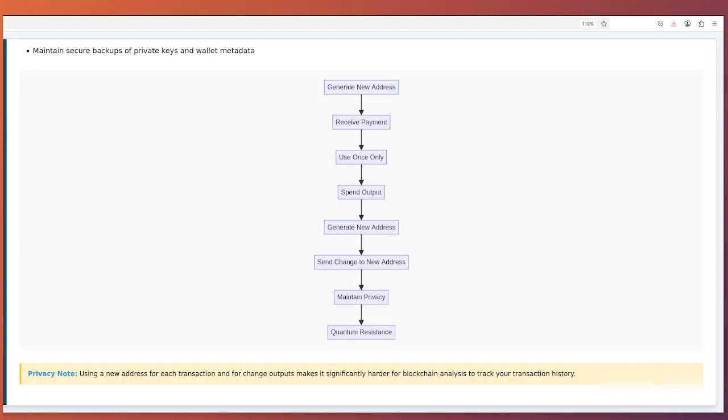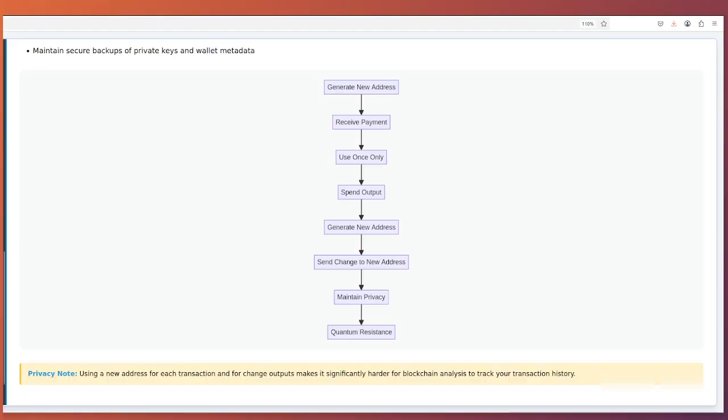For privacy, consider coin control and coin selection strategies. Basic coin control lets you manually choose which UTXOs to spend, preventing your wallet from combining coins from different sources in ways that reveal connections. Advanced strategies include avoiding round numbers that reveal which output is change, using multiple change outputs, and implementing coin selection algorithms that minimize privacy leakage through amount correlation.